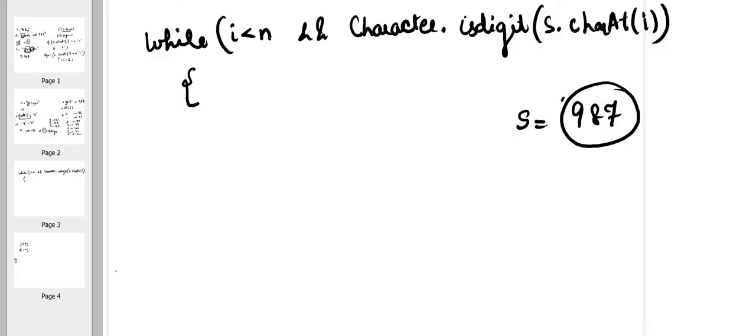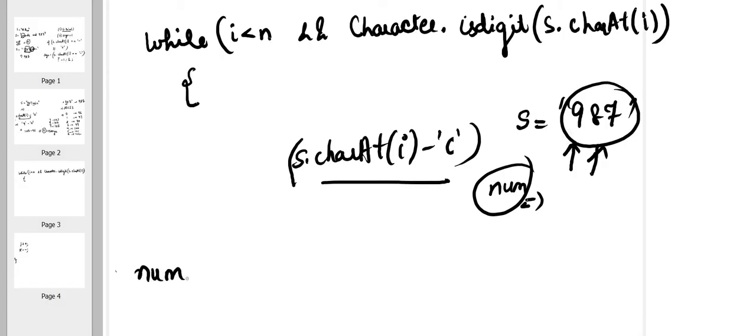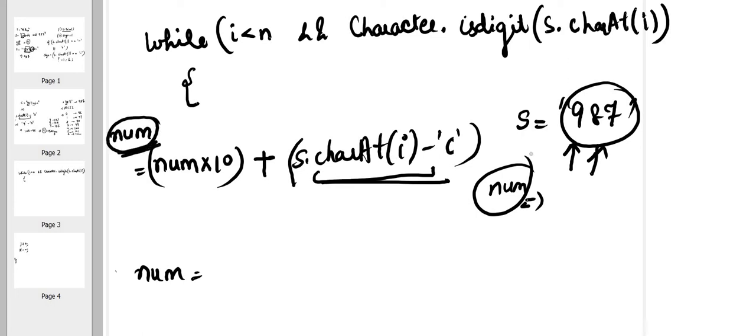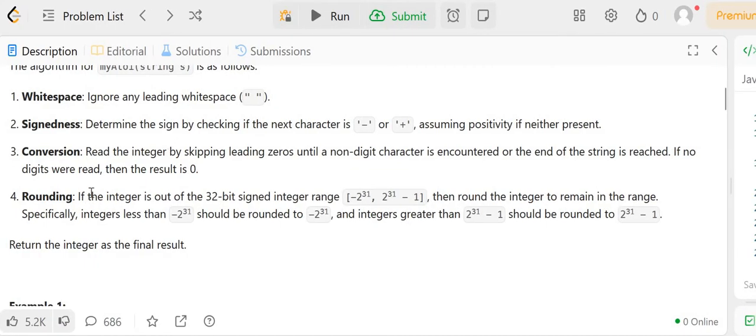Sorry, this is your string. You have to convert this to a number, right? To an integer. You can extract the digits as I have told you using s.charAt(i) - '0'. This will give you a digit, but you have to form a complete number, right? So how do you find the number? number = number * 10 + digit, right? This is how you will find your complete number. So this condition is satisfied now. Conversion you have done. Now next is the rounding.